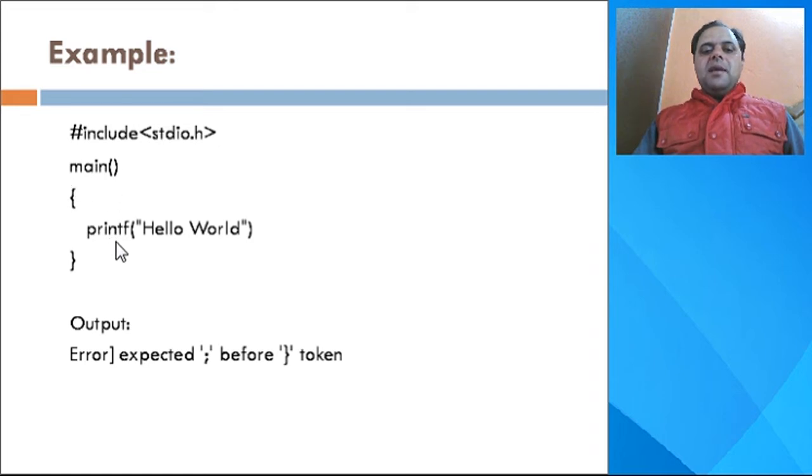I have written a printf statement here. Printf hello world. Printf is the output statement. Hello world should be generated as the output of this program, but we have missed the semicolon here. It should be a semicolon after this closing bracket. So this will generate a syntax error. The output of the program will be: error, expected semicolon before this. Means before this there should be a semicolon. So this is a syntax error.